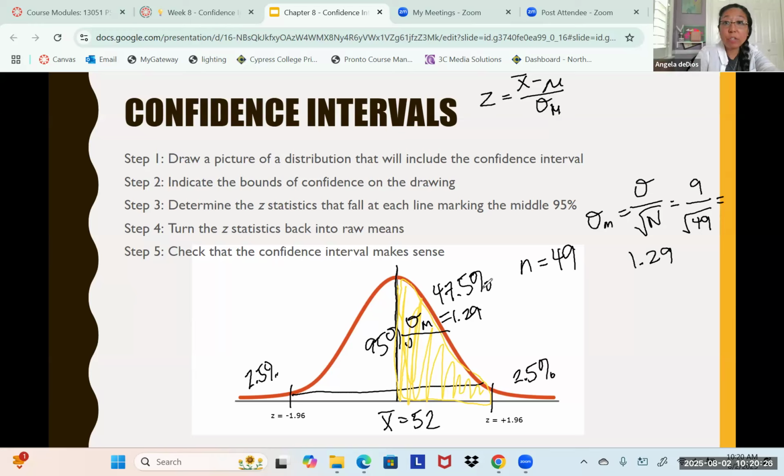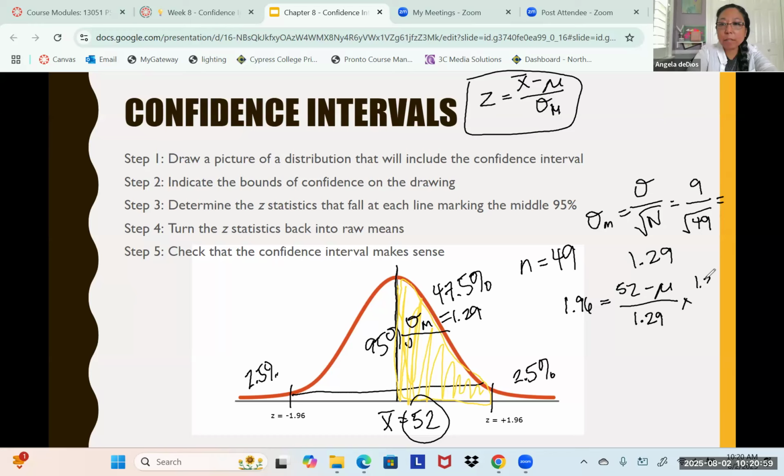All right, so now I'm going to use this z formula to solve for mu, because that's what I don't know. That's my unknown. I know my z-scores, so I'm going to do the positive z-score here. My sample mean, x bar, is 52. That was here. My mu is unknown over my standard error. All right, so I'm going to start by multiplying by standard error on both sides. That will cancel out.